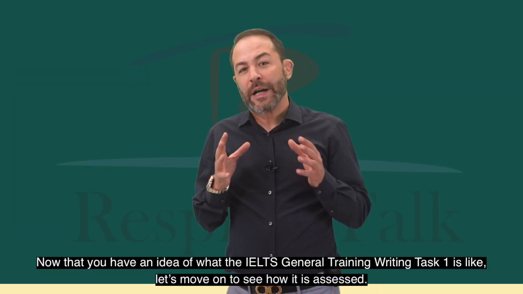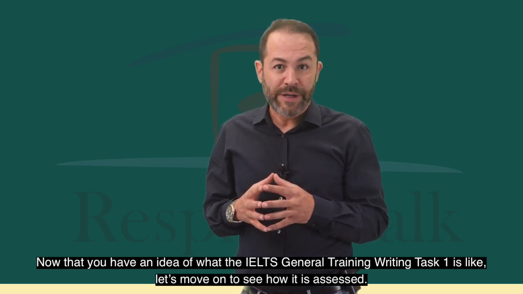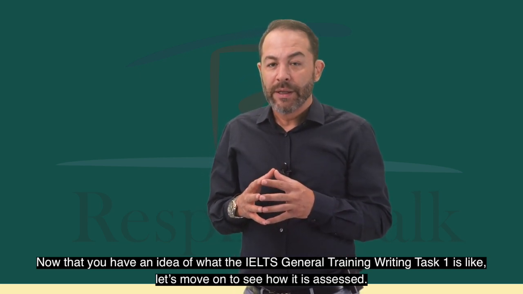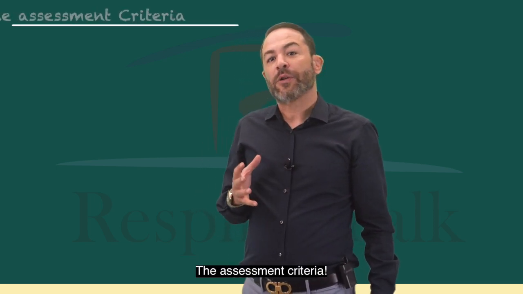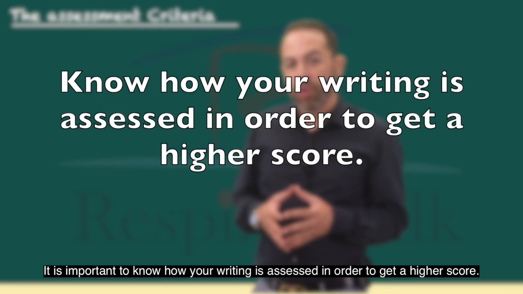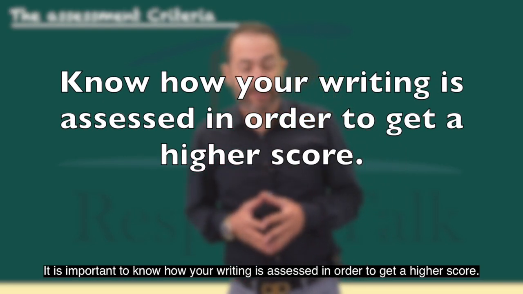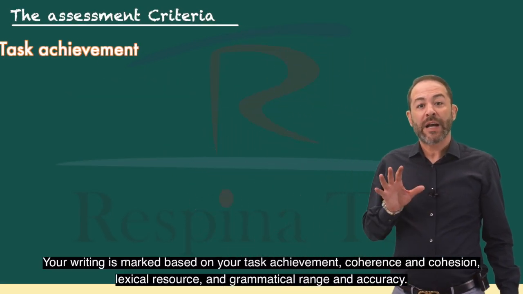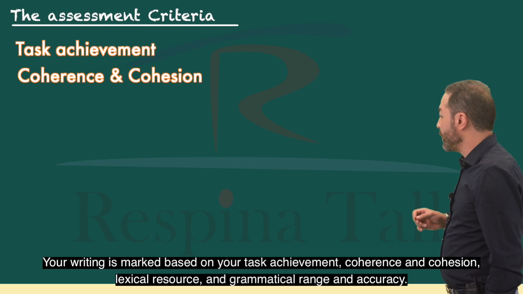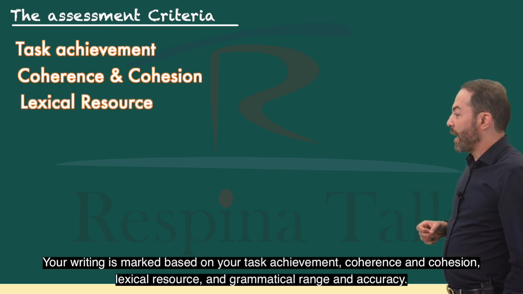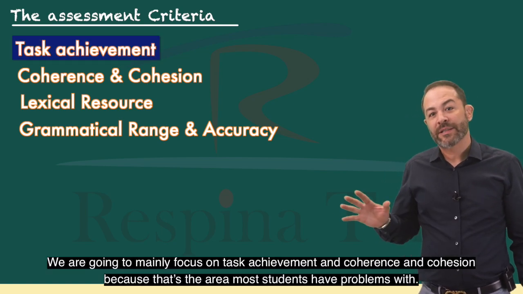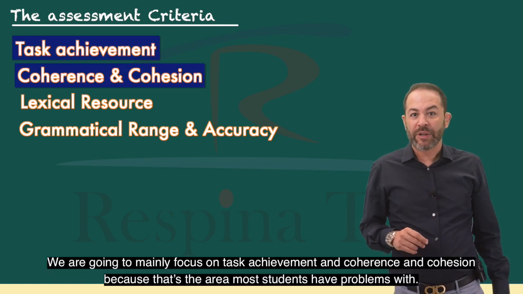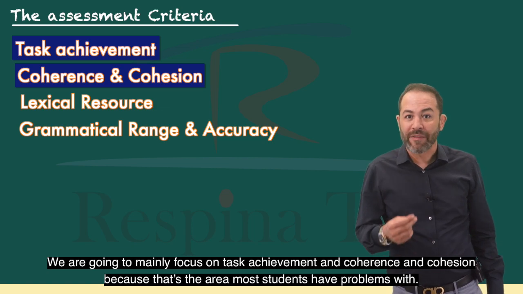Now that you have an idea of what the IELTS General Training Writing Task 1 is like, let's move on to see how it is assessed. The assessment criteria. It is important to know how your writing is assessed in order to get a higher score. Your writing is marked based on your task achievement, coherence and cohesion, lexical resource, and grammatical range and accuracy. We're going to mainly focus on task achievement and coherence and cohesion because that's the area most students have problems with.